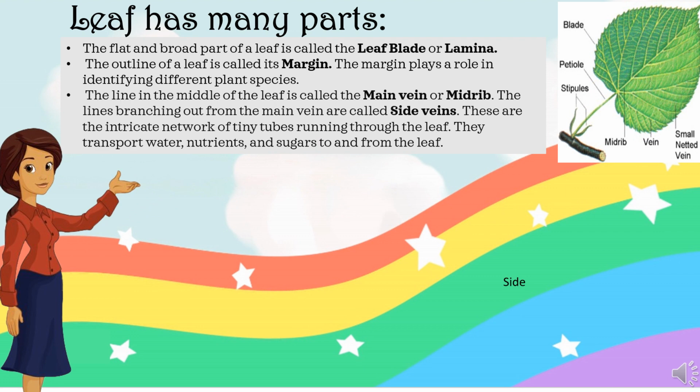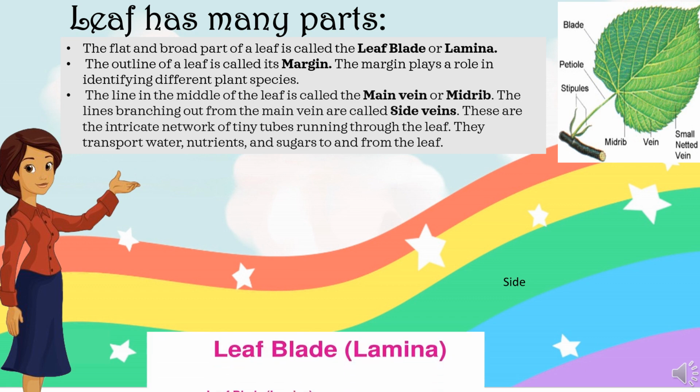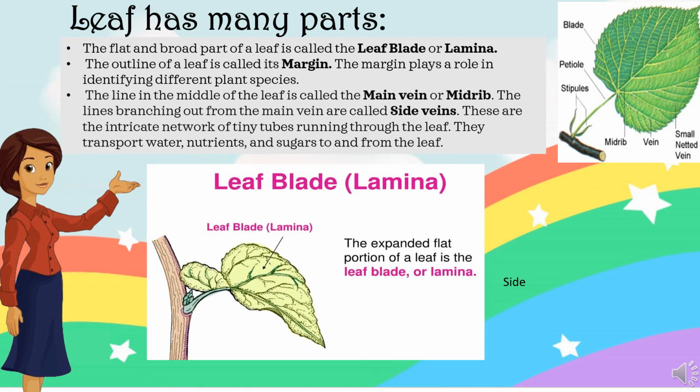A leaf has many parts. Meet the leaf blade, the big, flat part that loves soaking up sunlight. This is the broad, flat part of the leaf that captures sunlight for photosynthesis. It's like the solar panel of the leaf, absorbing light energy.